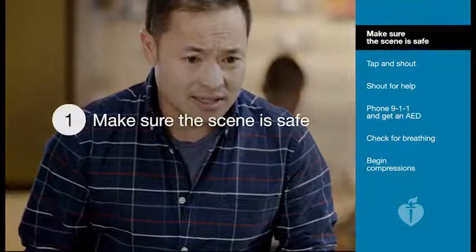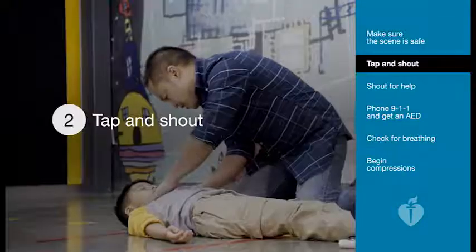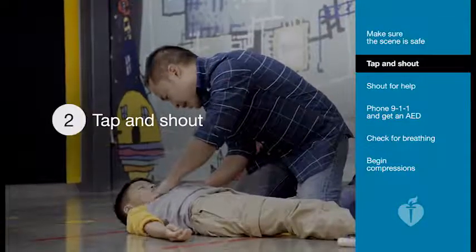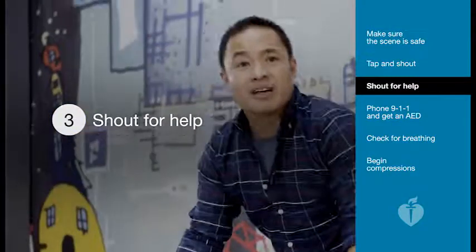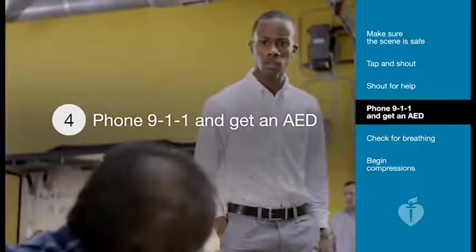Let's review all you've learned about child CPR. In a moment, you'll have a chance to practice yourself. First, make sure the scene is safe. Tap the child firmly on the shoulder and shout, "Are you okay? Are you okay?" Shout for help and shout loud. If someone arrives, have that person phone 911 and get an AED. If no one arrives, phone 911 on a nearby phone.